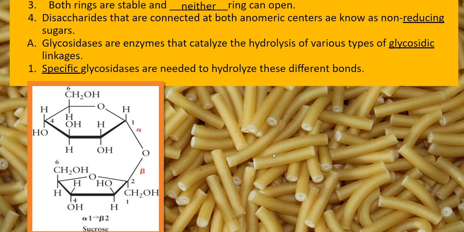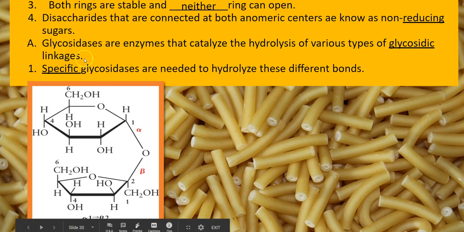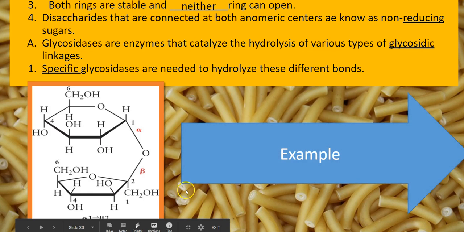Disaccharides that connect at both anomeric centers are known as non-reducing sugars, and that's another thing we're going to explore in our lab on Tuesday. Glycosidases are enzymes that catalyze the hydrolysis of various types of glycosidic linkages. They break these glycosidic linkages. Specific glycosidases are needed to hydrolyze these different bonds. We will look at examples in class on Monday.